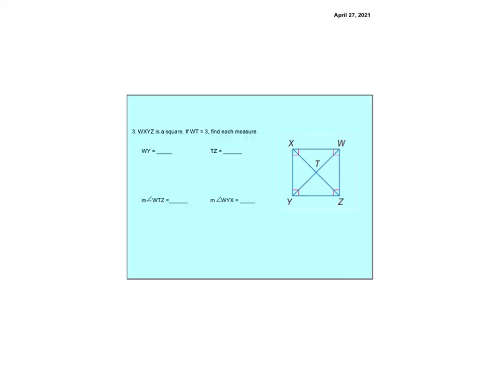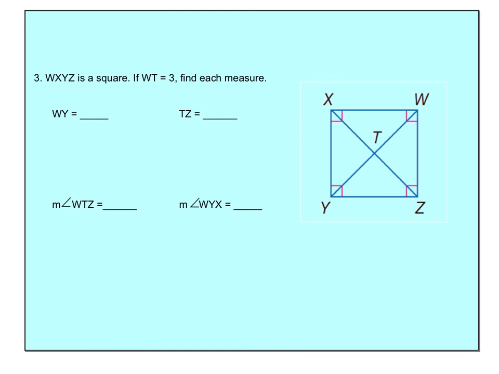All right, so now, remember, it's a square, and everything that's true in a rhombus and everything that's true in a rectangle is also true in a square. So if this is 3, how big is the whole thing? Well, if that's 3, then the other side is 3, so we're just going to have a matter of 6. What about TZ? TZ is also going to be 3.